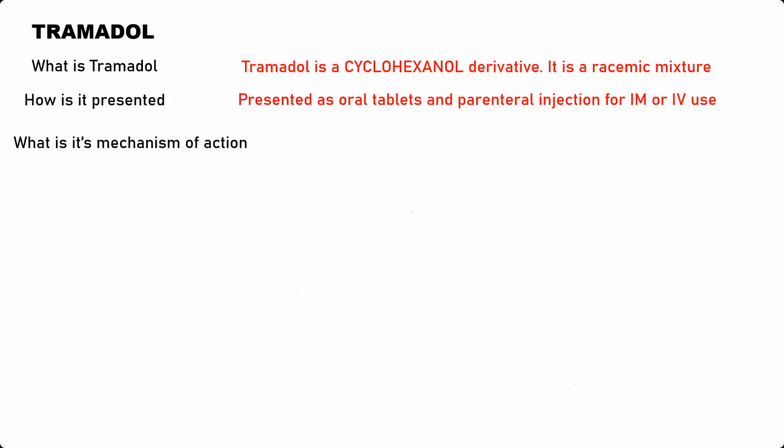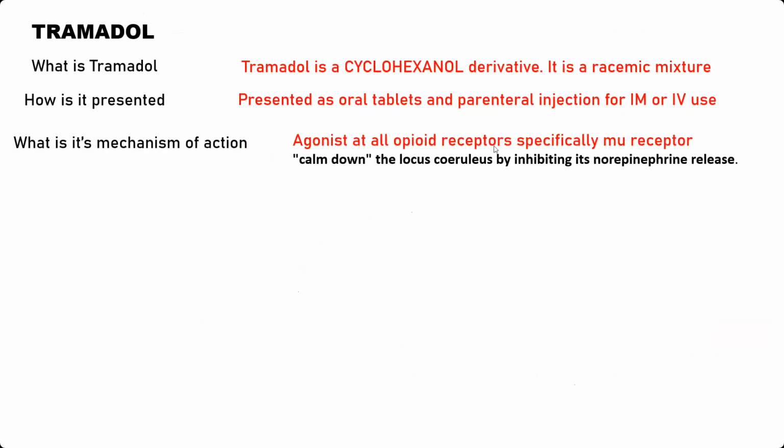Partial. It's a very weak opioid agonist. It is an agonist at all opioid receptors, especially the mu receptor. It also acts on the locus coeruleus, inhibiting the norepinephrine release. So two mechanisms of action: agonist at all opioid receptors, but a weak agonist. It's not a very strong agonist. And there is a location called the locus coeruleus in the brain, where it inhibits the norepinephrine release, which is important for conduction of nociceptive stimulus.